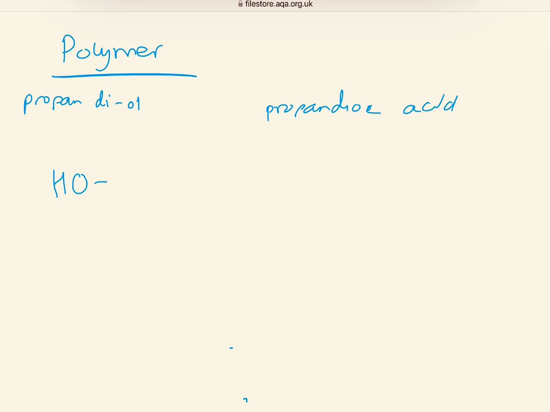That one's meant to be OH, that one's meant to be HO. But then the hydrogen is not touching the carbon. Yeah, I got it the wrong way around, Josh. Have you done the other one? Propandioic acid. Do it then.